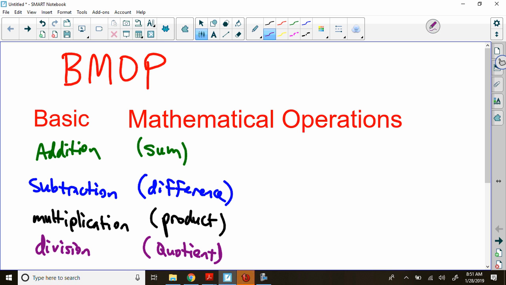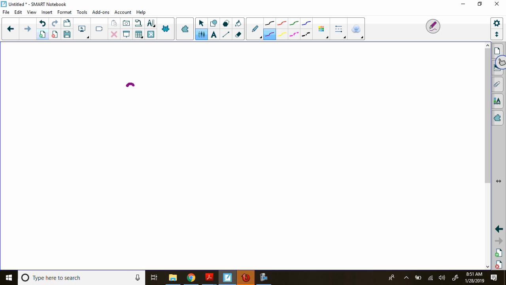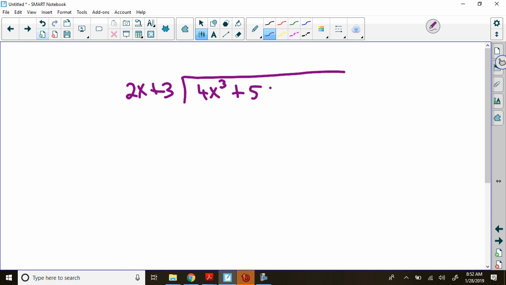Anyway, having a firm grasp on all of these operations is really key to polynomial division. I'll give you a quick preview of what we're going to get into. 2x plus 3 into 4x to the third plus 5x squared minus 6x plus 10. We're going to be doing that kind of thing in 2 days' time in class.